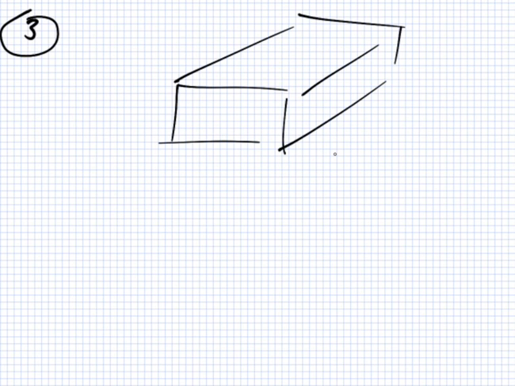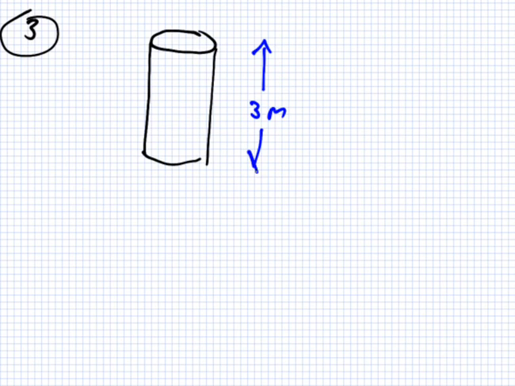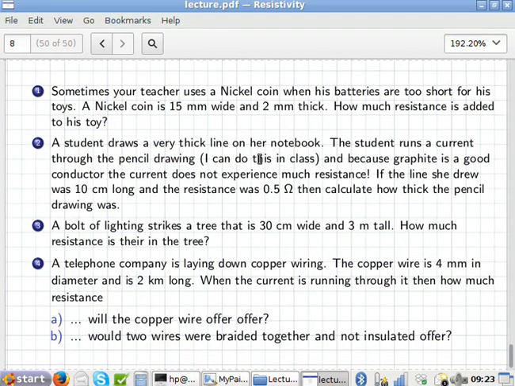I'll call it x and x. So I have R equals rho L over A. 0.5 equals rho, 0.10 over x squared. I don't have the rho for carbon. 5 times 10 to the minus 6. Okay, so x should roughly be equal to the square root of 5 times 10 to the minus 6 times 0.10 all over 0.5.